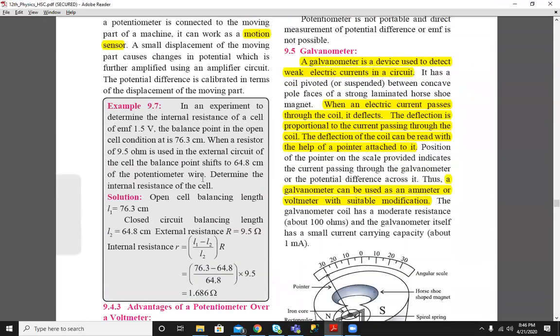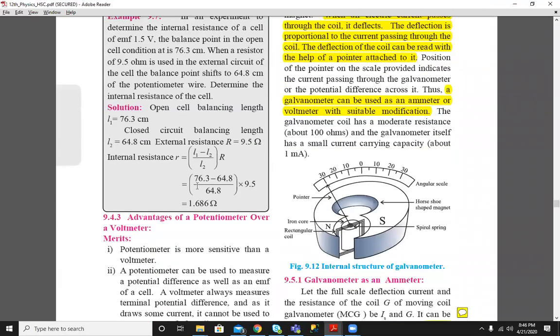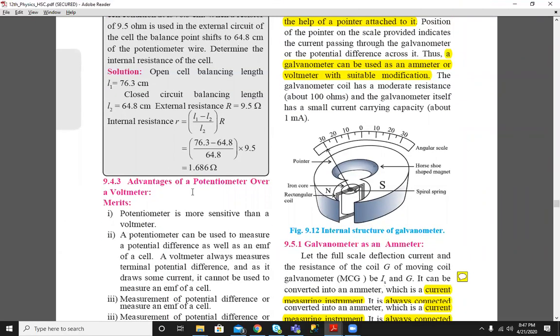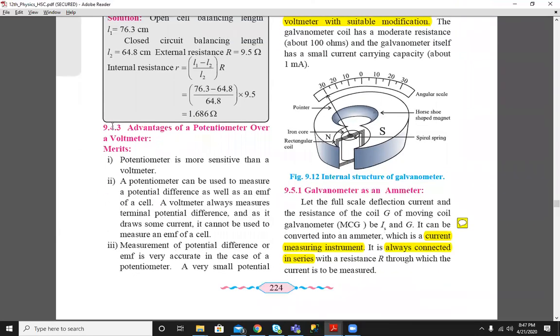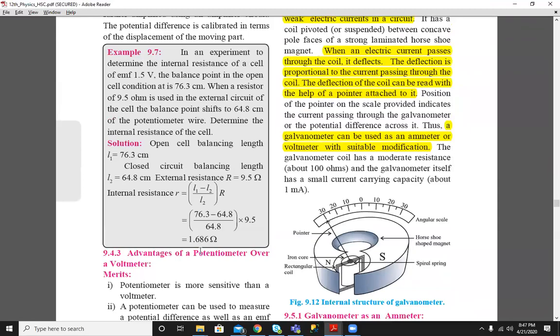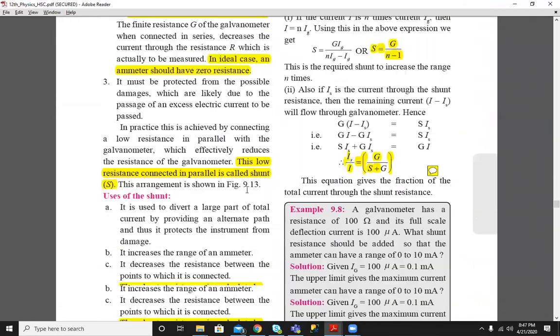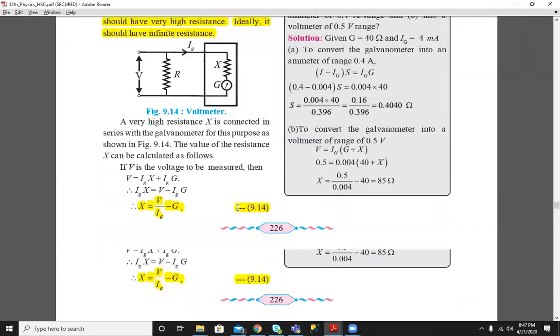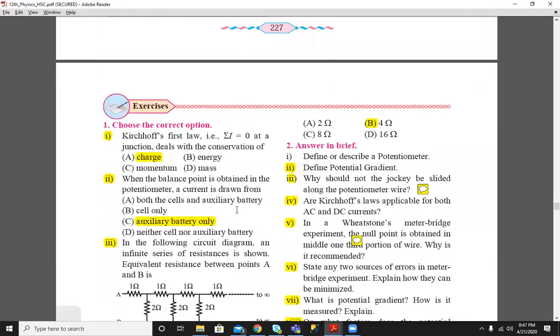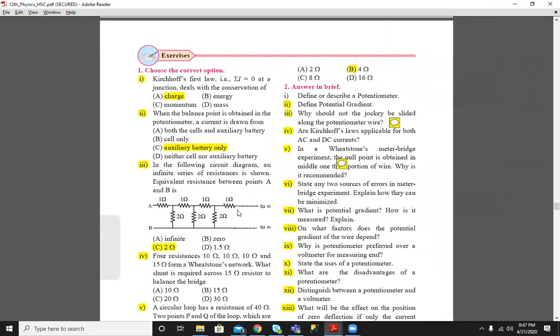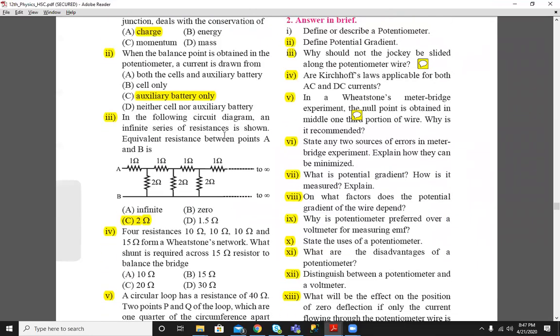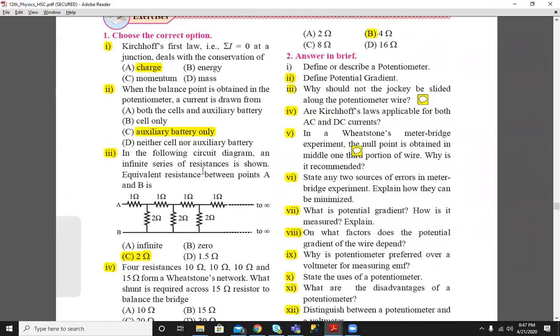So most of the time questions come on this problem. Then advantages of potentiometer. This is also a two marks question. Advantages and disadvantages. Remember two advantages and two disadvantages. And today's topic we already discussed. Let's see the questions or exercise. So we have covered all the MCQs. Let's see the questions in brief.